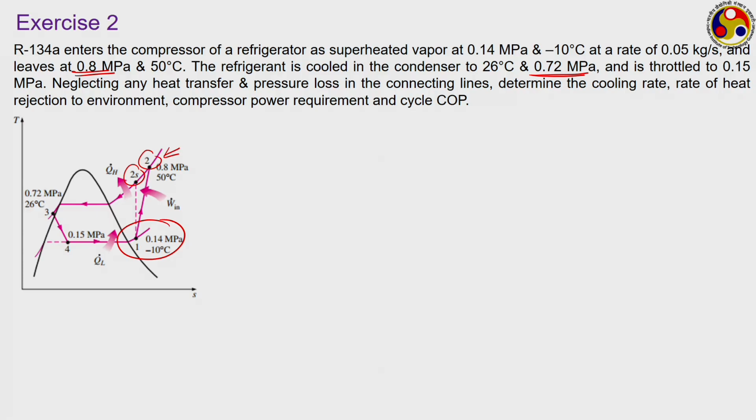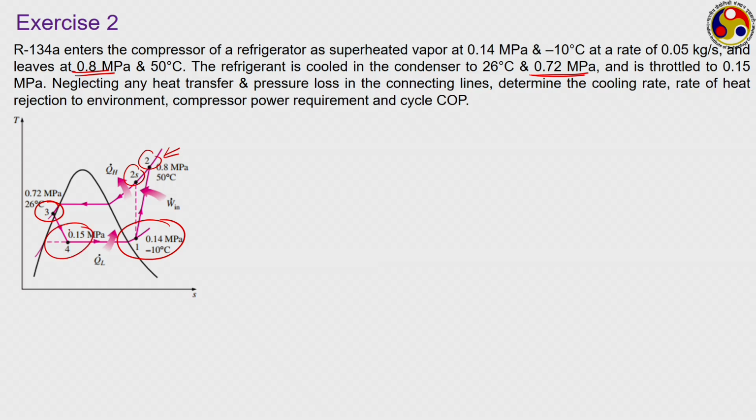And also the condenser exit condition is not of saturated liquid, rather it is subcooled liquid. And that is also something we sometimes would like to do to extract some more amount of refrigeration effect from this. And it is throttled to 0.15 MPa, which is this.